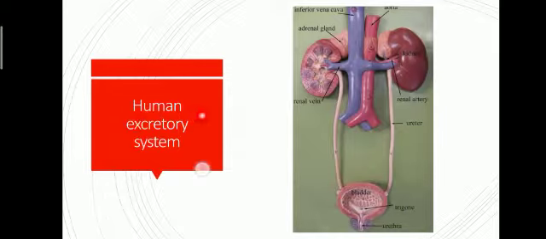Now let us study human excretory system. So this is a model of human excretory system where we can see a pair of kidneys. Then from kidney a duct runs downward, and that is known as ureter. Then at the base is present a sac-like structure, which is known as urinary bladder, and at the end you can see a tube-like structure, and that is named as urethra.